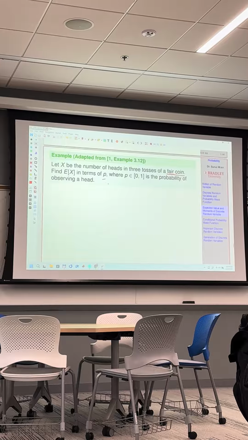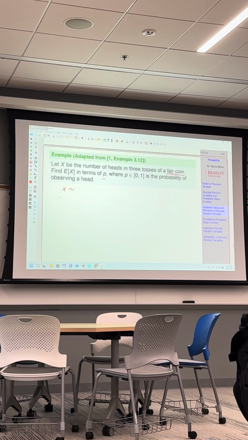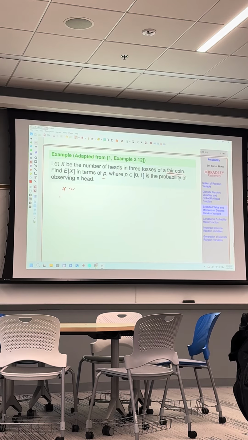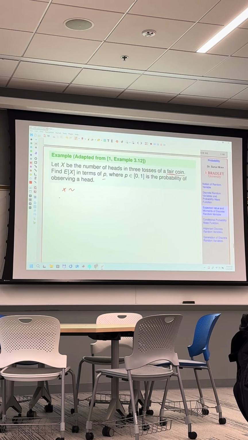Now you tell me what sort of random variable it is. Is it a binomial random variable? Is it a Poisson random variable? Is it a Bernoulli random variable? Is it a geometric random variable? Yes, I think it's a binomial random variable. Why? Very good. It's because you know the total number of trials. So it's a binomial random variable.